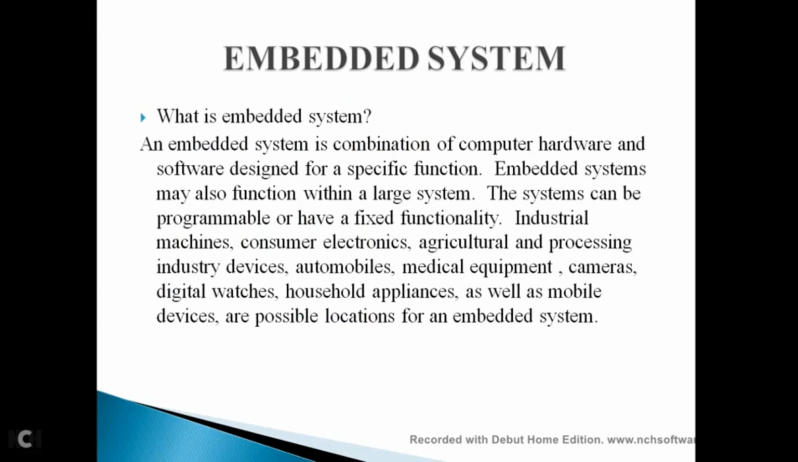Now, introduction to embedded systems. An embedded system is a combination of computer hardware and software designed for a specific function. An embedded system may also function within a larger system. The system can be programmable or have fixed functionality. Industrial machines, consumer electronics, agricultural and processing industry devices, automobiles, medical equipment, cameras, digital watches, household appliances, as well as mobile devices are possible locations for an embedded system.